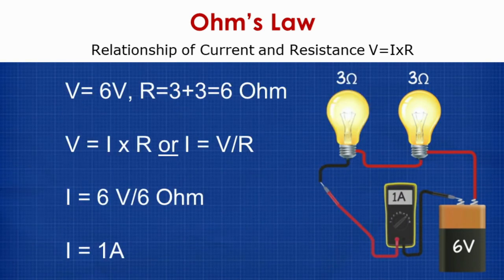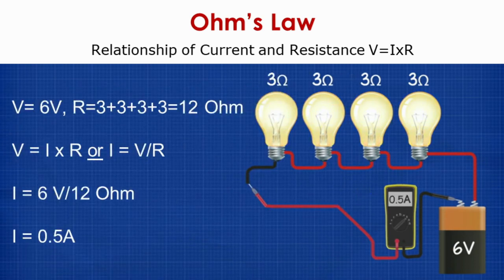So in next case, what we are doing is, we have added another bulb in series of 3 ohm resistors. So when resistors are put in series, they add up. So 6 volt divided by 6 ohm, the current is 1 ampere. So two more bulbs of 3 ohm. So total resistance is 3 plus 3 plus 3 plus 3, that is 12 ohm. So the current is 6 volt divided by 12 ohm, which is 0.5 amperes.